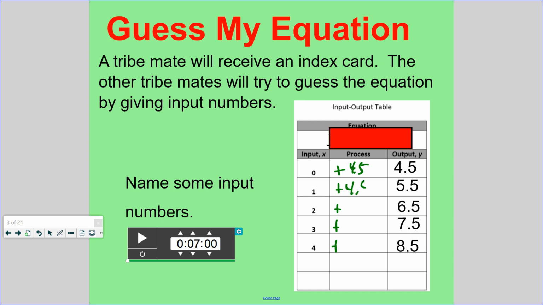But what are you adding to 0 to get 4 and 5 tenths? Let's see. 1 plus 4 and 5 tenths. Oh, it is 4 and 5 tenths. So it's y equal x plus 4 and 5 tenths. And if you move this away, you'll see it. And we just move it away so you can see it.